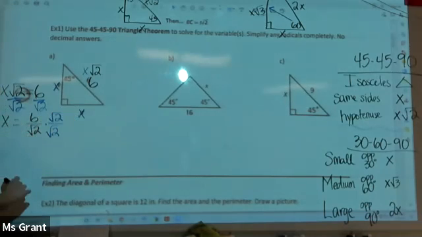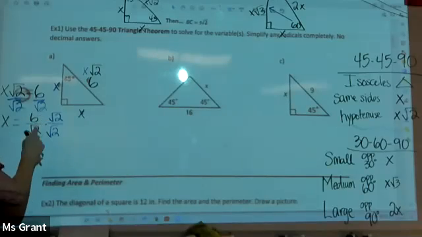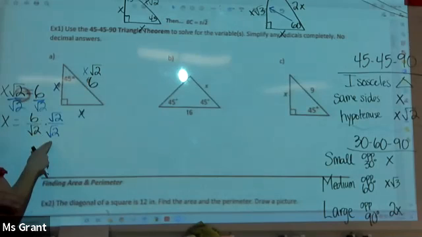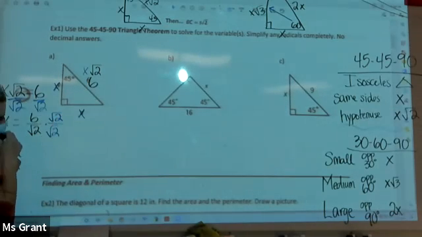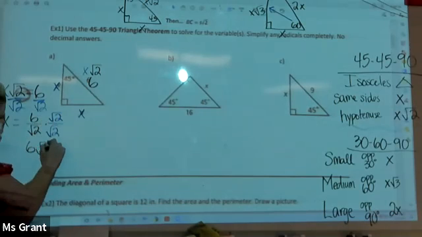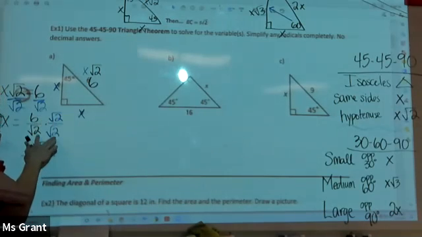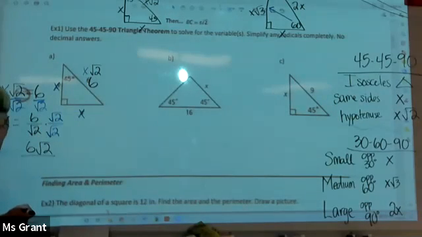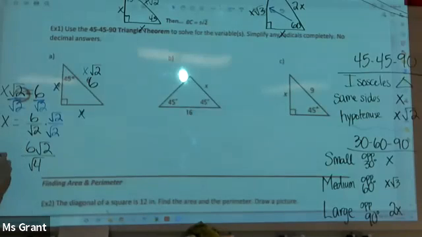So, rationalizing the denominator means I multiply by the denominator, and whatever I do to the bottom, I have to do to the top. So, 6 rad 2 divided by, what's rad 2 times rad 2? Rad 4. Can I do any simplifying here?